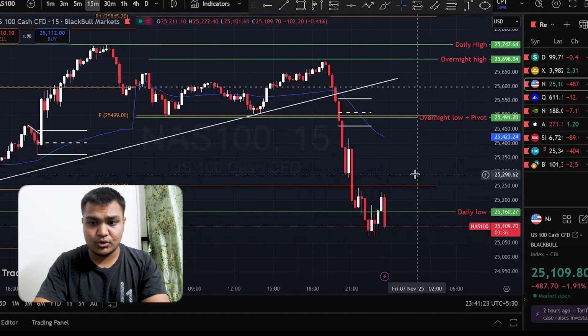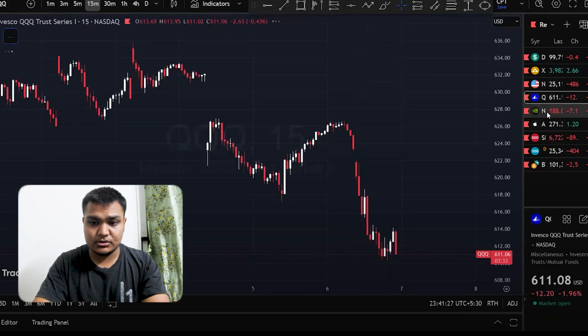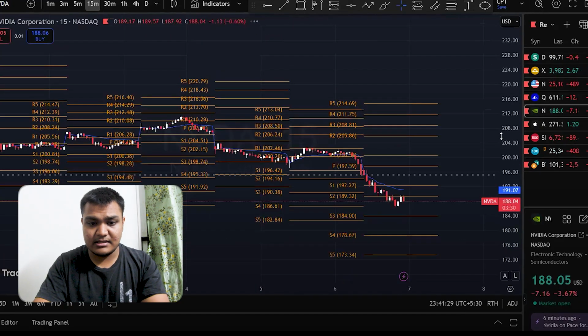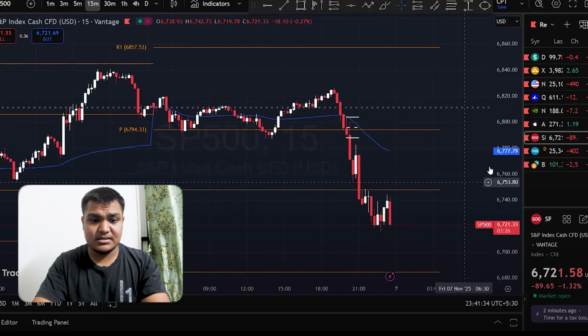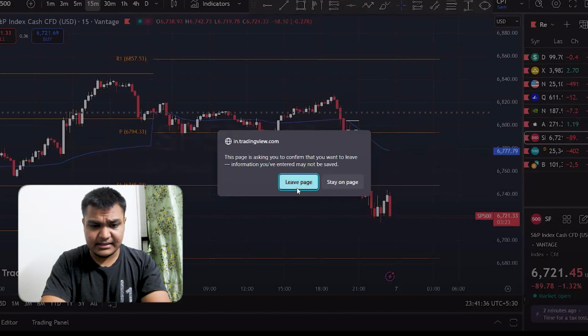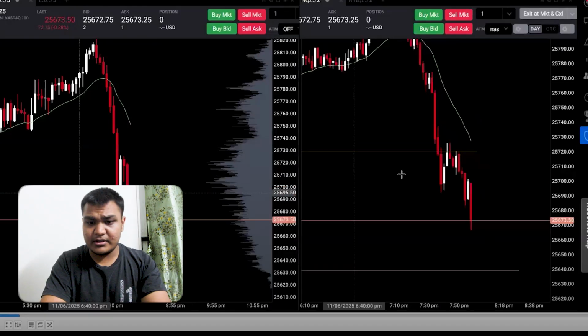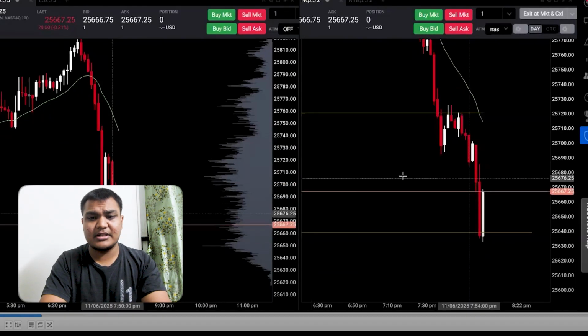Other than that, QQQ, Nasdaq were all the same structure, and also Nvidia and ES, right? So this was today's market structure. So let's just recap the trades. Here, as I said, market open right there. This is my trade recordings, and as you see, the market open just dumped.